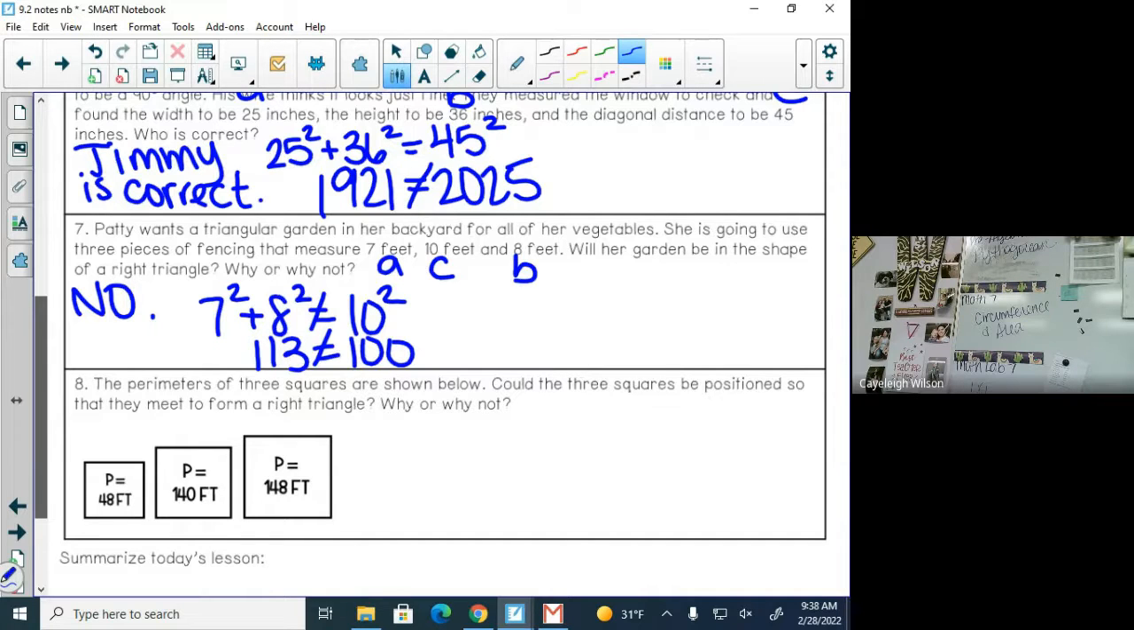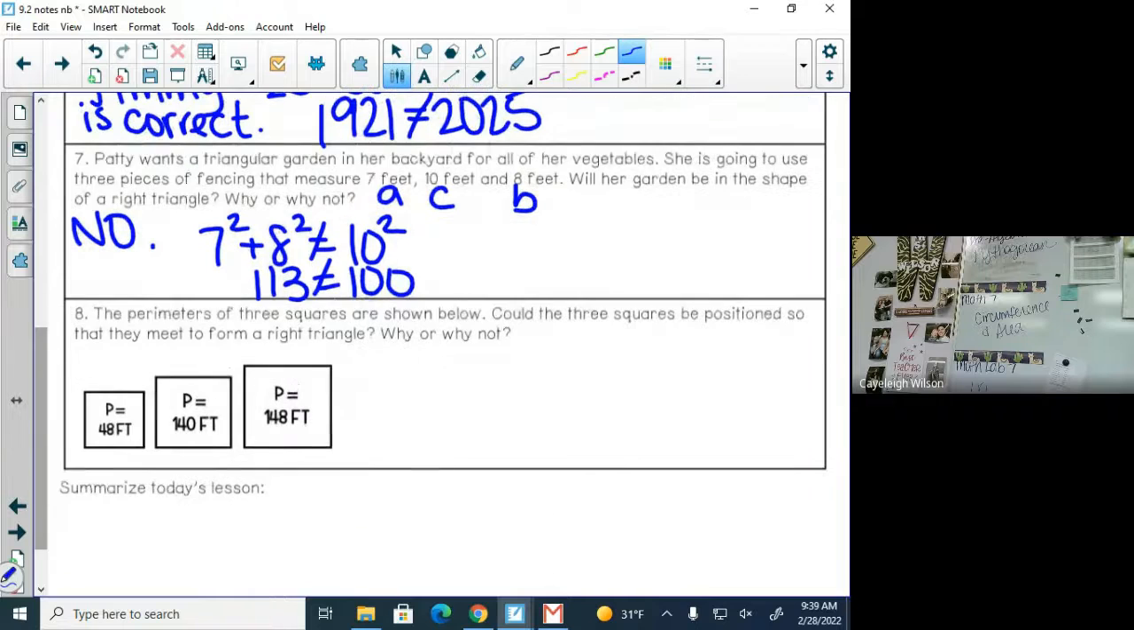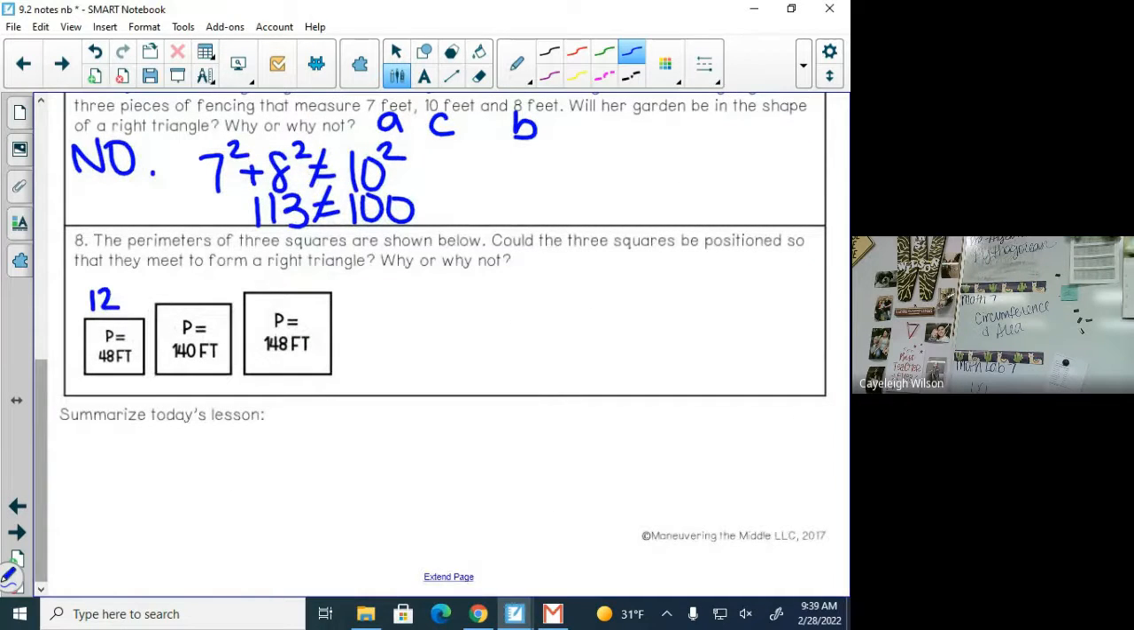Well, perimeter of a square is what? You add up all the sides, but all the numbers are the same number. So the same number plus the same number plus the same number plus the same number equals the perimeter of a square. So what's the shortcut way in figuring out what one side is? Divided by 4. So 48 divided by 4 is 12. 140 divided by 4 is 35. And then 148 divided by 4 is 37. So they want to know, do those form a right triangle?